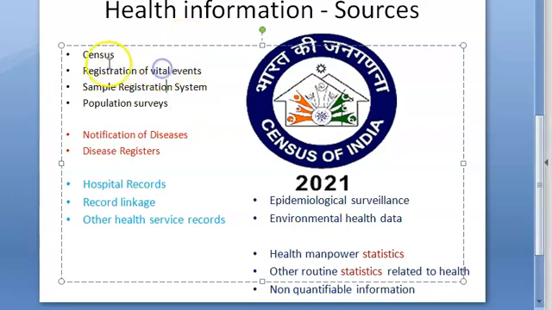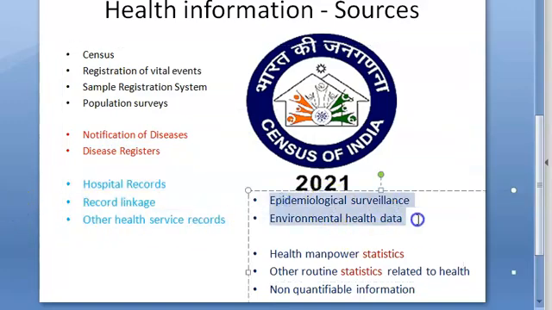Then they'll ask you the sources of health information system. What are the sources? Census, registration of vital events, sample registration system, population surveys, notification of diseases, disease registers, hospital records, record linkage, other service records, epidemiological surveillance, environmental health data, manpower statistics, other routine statistics, and non-quantifiable information like what? Attitude.